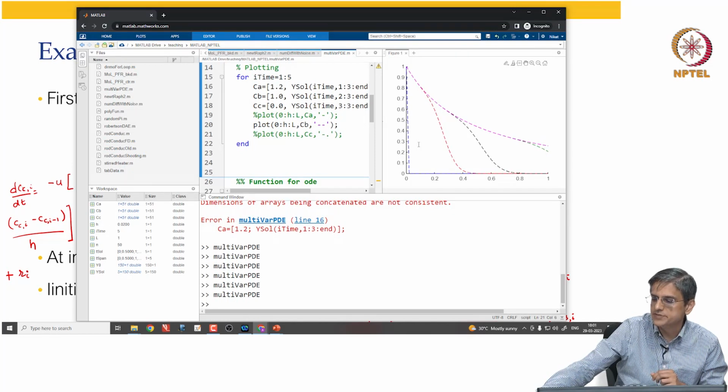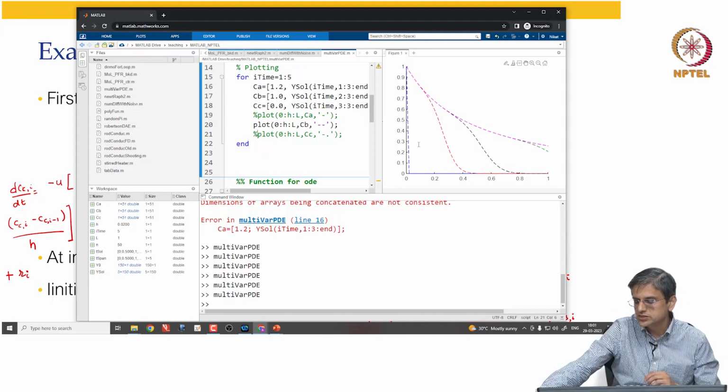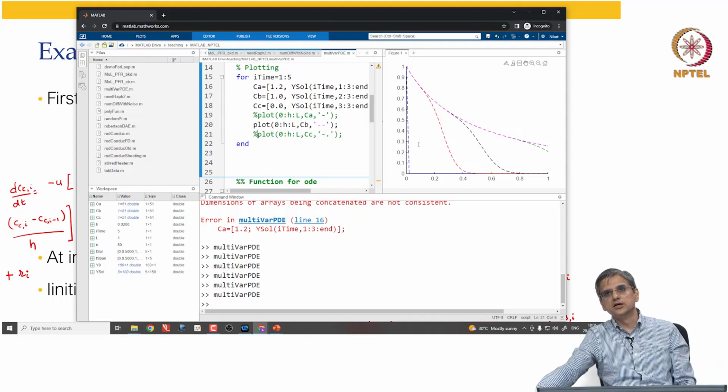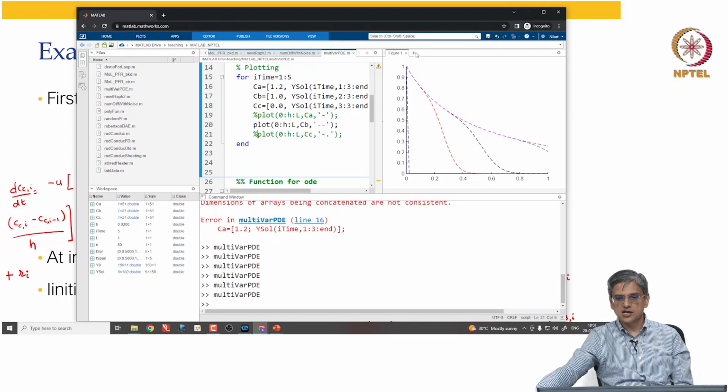And this is how CB looks like. So CB looks quite similar to CA. Only thing is that it starts at 1.0 and falls to a lower value than CA does. But otherwise you will see that there is a similarity in the patterns that we observe with CA and CB.